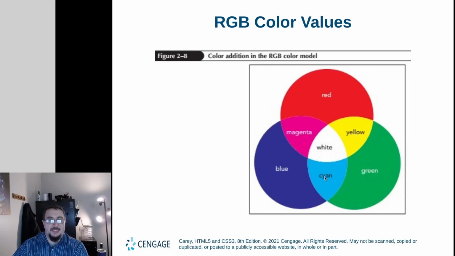Blue and green becoming cyan, 0 red, 255 blue, 255 green. And then all three 255 for white. If all three were 0, that is the color for black.